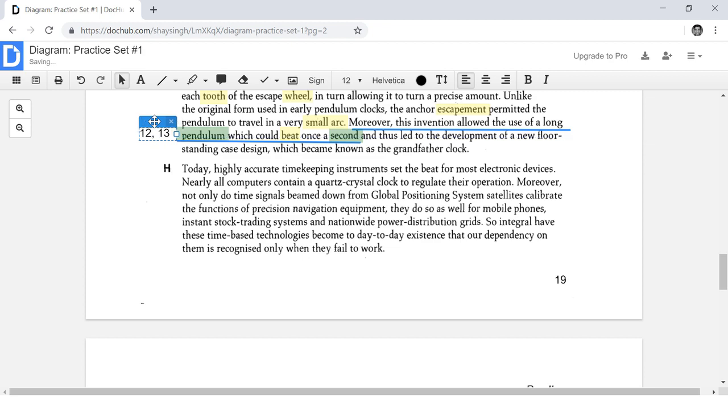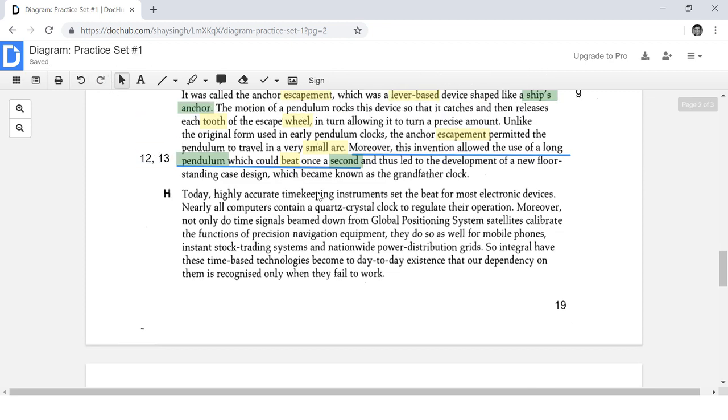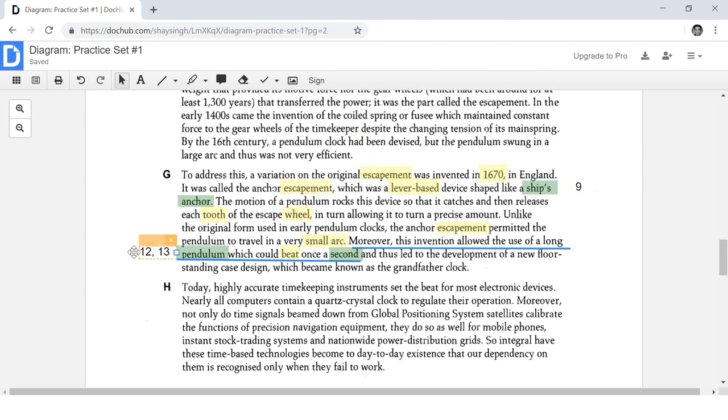Great. So we have found the answer to number 9 over here and the answers to 12 and 13 over here. So the most likely scenario right now is that we're going to find our answers for question number 10 and 11 in between these lines, right here somewhere.